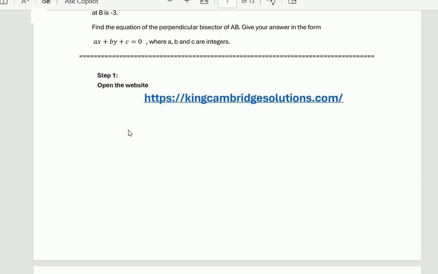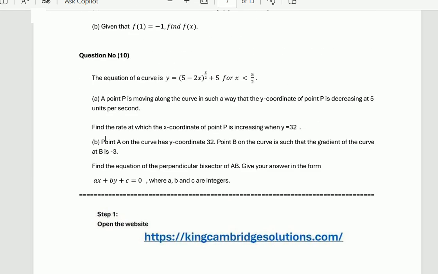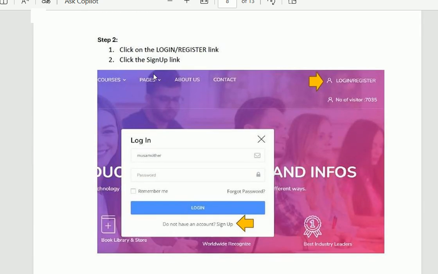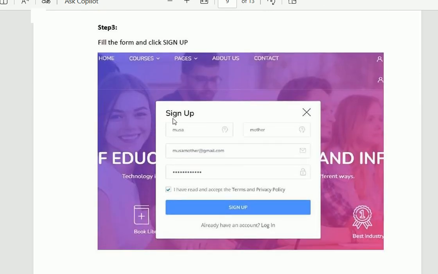How can you access the solutions of all these above questions? Step 1 is, first of all, open the website kingcamrasolution.com. After that, click on the top right corner, the login and register button, register link. When you click this, you will find this interface. Then click on the sign up link and you will find the interface like this.